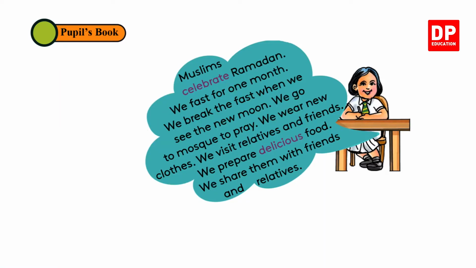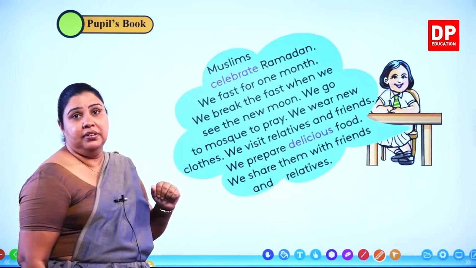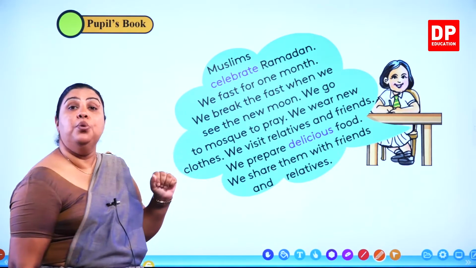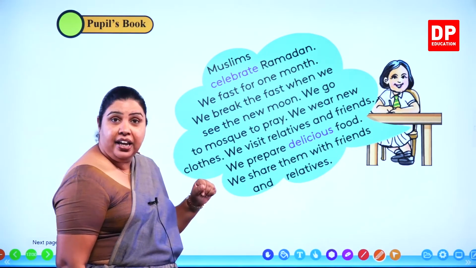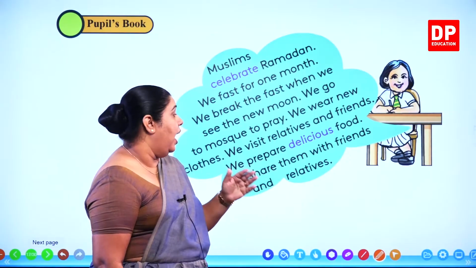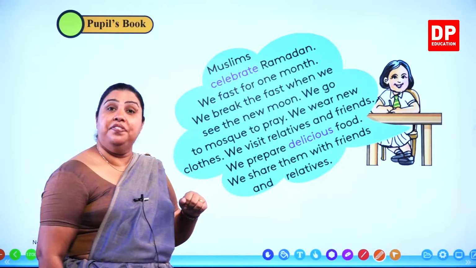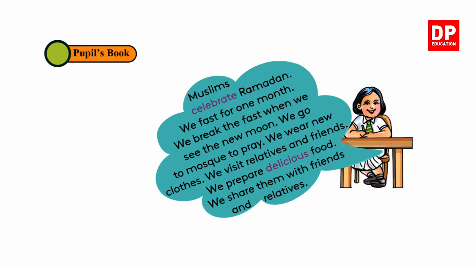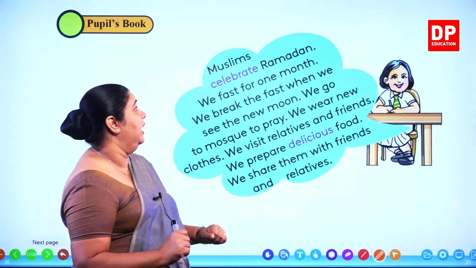Muslims celebrate Ramadan. We fast for 1 month. We break the fast when we see the new moon. We go to mosque to pray. We wear new clothes. We visit relatives and friends. We prepare delicious food. We share them with friends and relatives. What do they do on Ramadan Day? We will read once again.